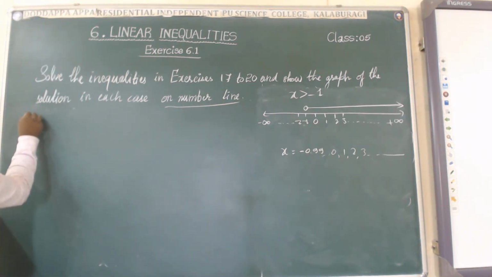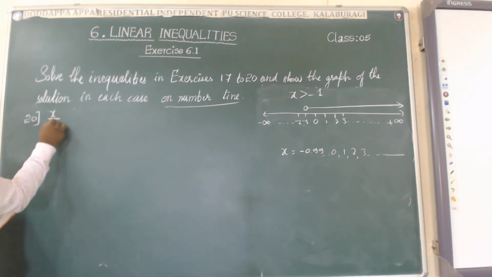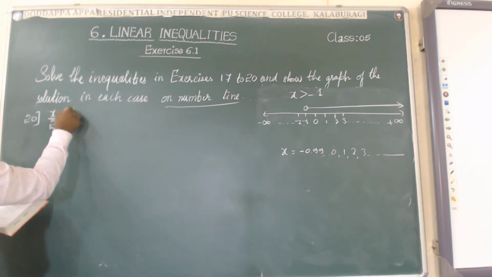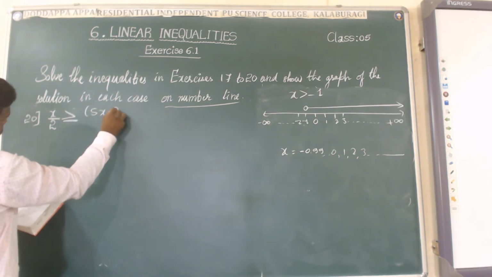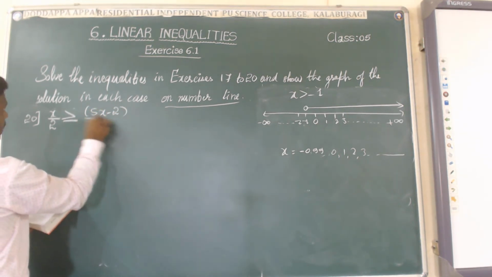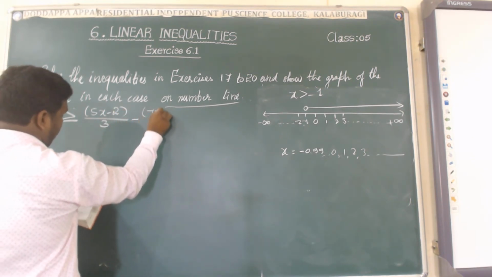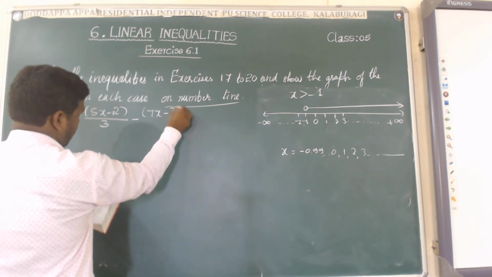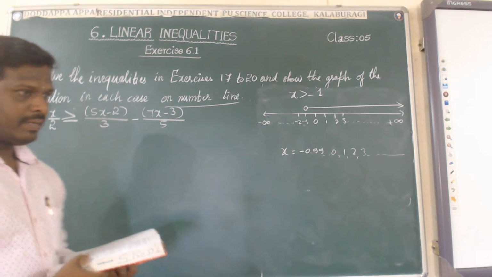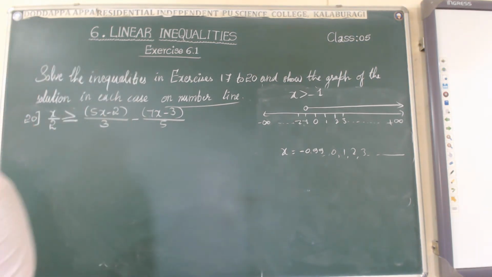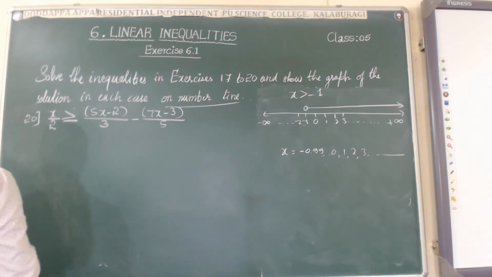Twenty question. x by 2 is more than or equal to (5x minus 2) divided by 3 minus (7x minus 3) divided by 5. Yes, 20th question in your exercise, that is 6.1. Now come to the solution of this one.